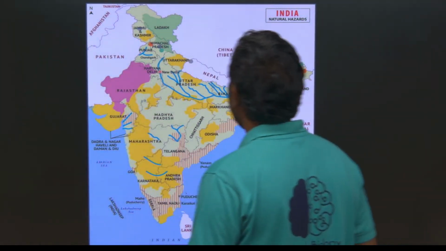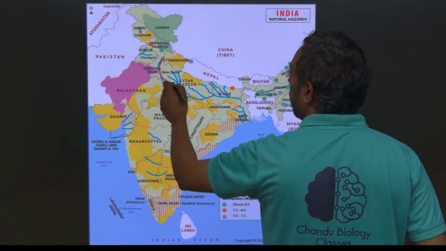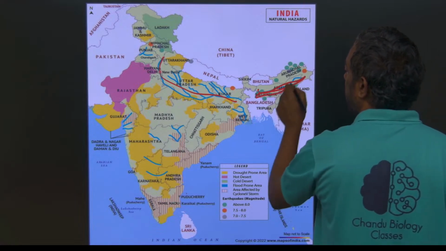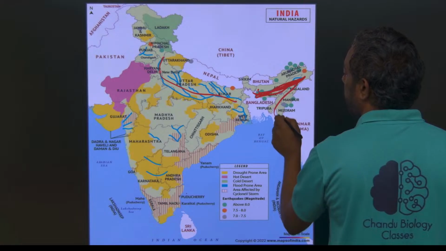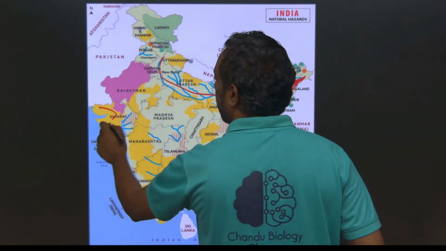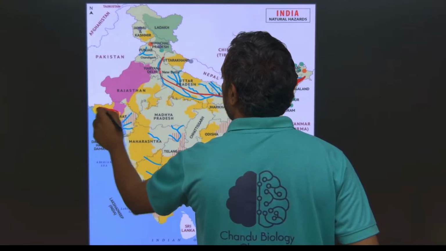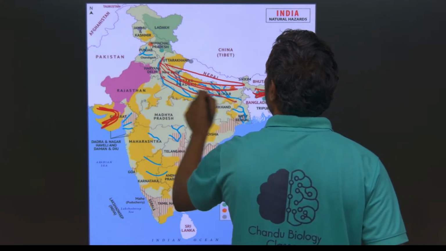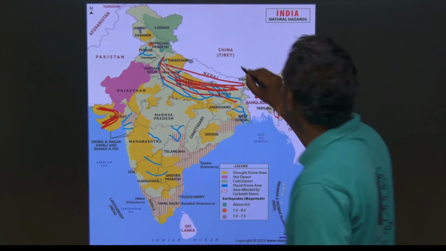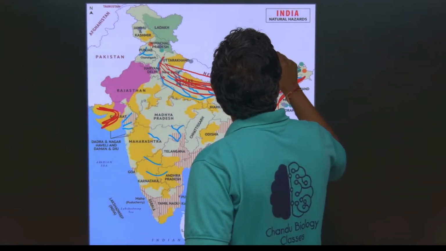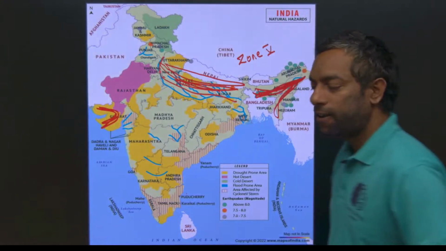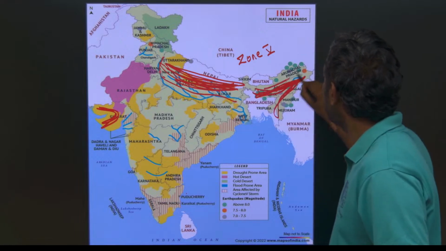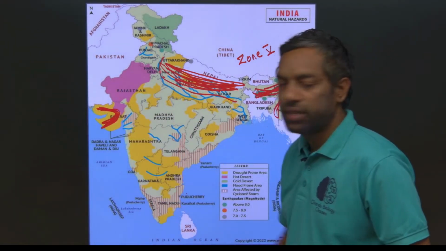This is Zone 5, guys. Zone 5 area: very high, northeastern states, Gujarat, Himalayas. East Himalayas, northeastern states and the Gujarat Kutch region, Zone 5.